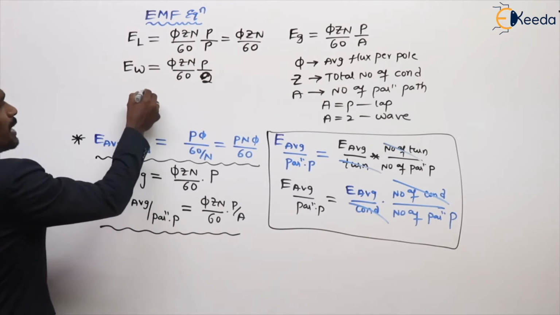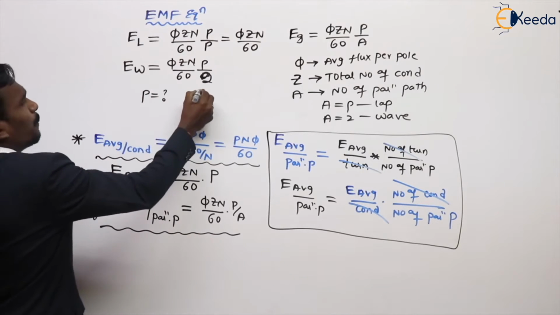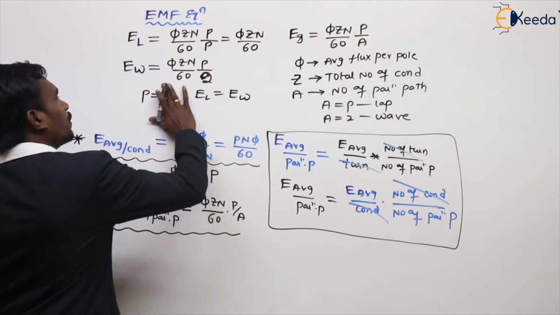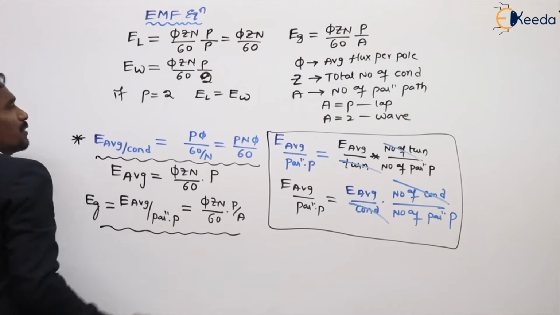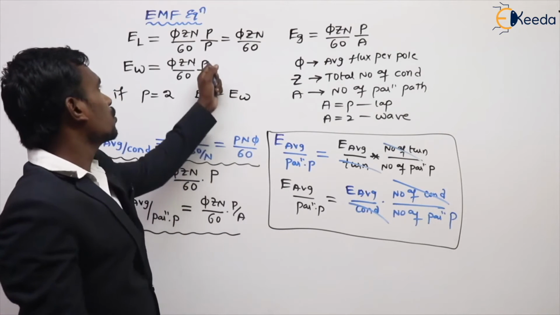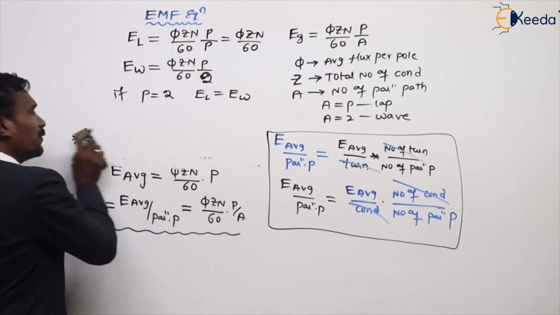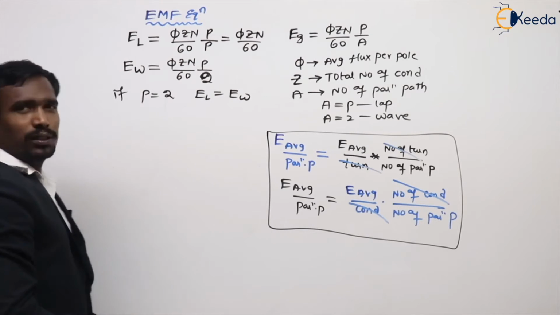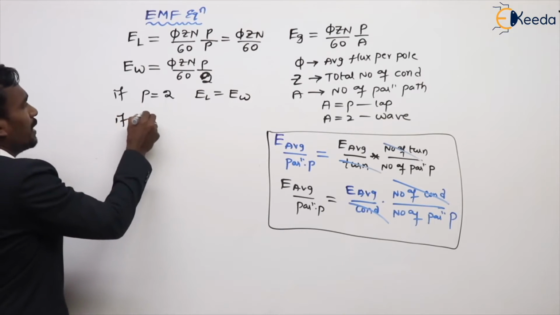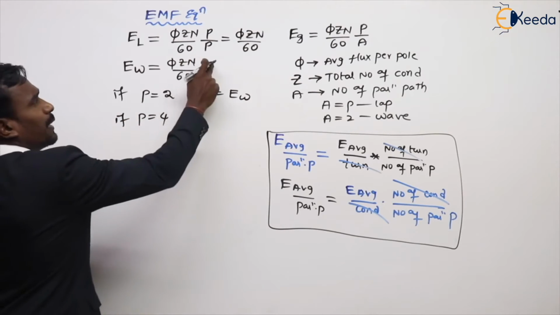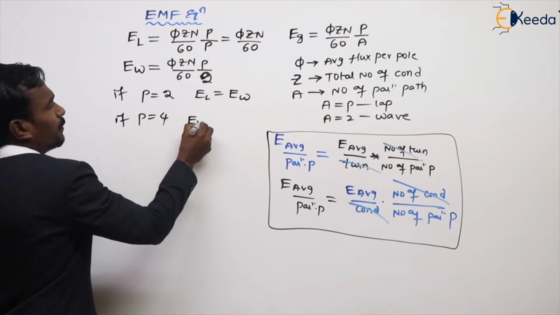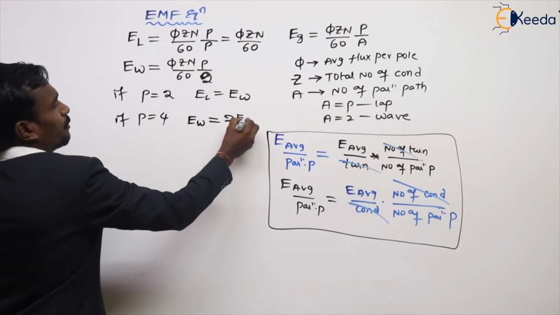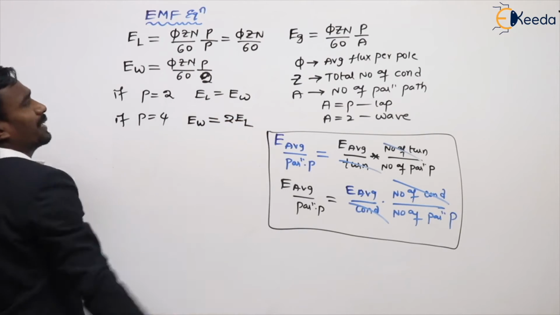For how many poles is the lap winding EMF equal to the wave winding EMF? Very simple. If P is equal to 2, the 2s get cancelled, then EMF in lap winding is equal to EMF in wave winding for 2 poles. For example, if P is equal to 4, then EMF in wave winding is 2 times the EMF in lap winding.